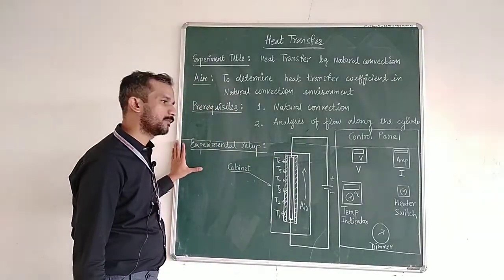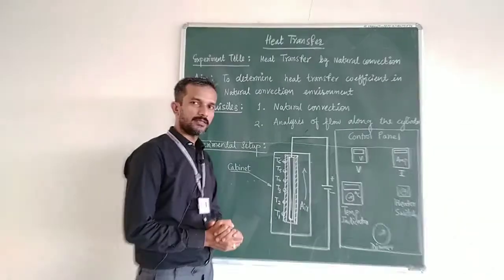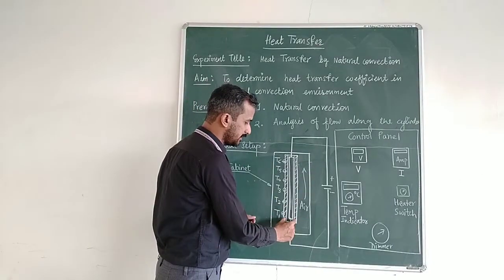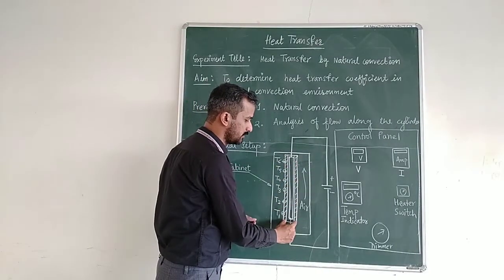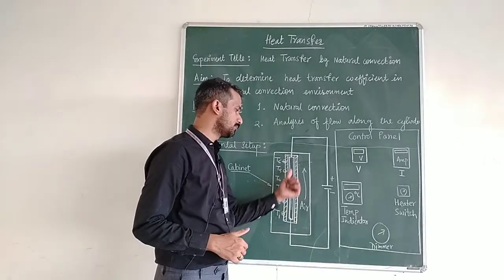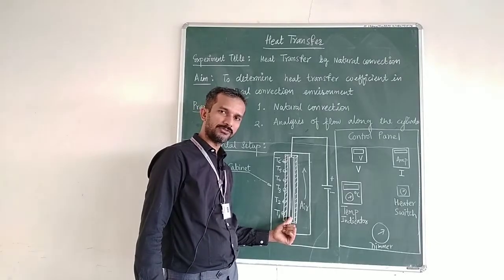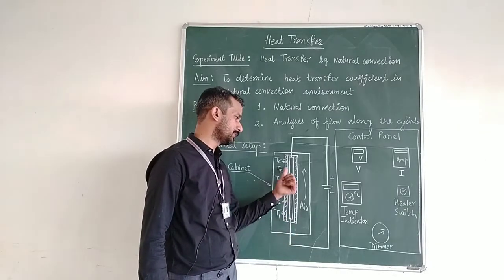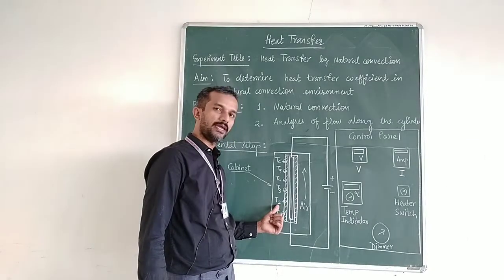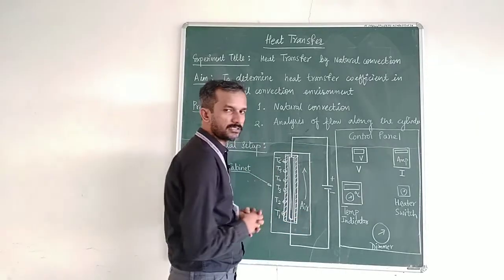Now we'll go for the experimental setup. I have drawn the experimental setup diagram in a very simplified form. There is a cabinet, and inside that cabinet there is a tube. You can observe this is a tube which is hollow, and at the center of the tube there is a heater placed. This heater is going to produce heat which will heat the surface of the tube, and that surface will give heat to the air, and by that the air will get lifted because of natural convection.